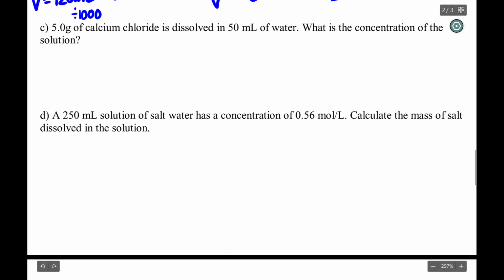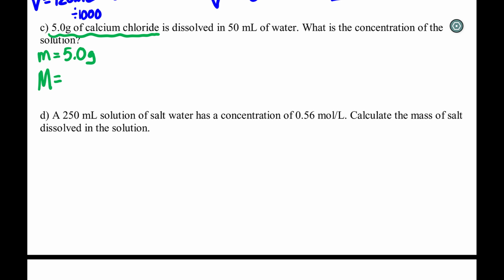Okay, so we have something different here. It says 5 grams of calcium chloride, so I don't have the moles. What I have is mass. It's 5.0 grams of calcium chloride. I have to figure out the molar mass of calcium chloride first.